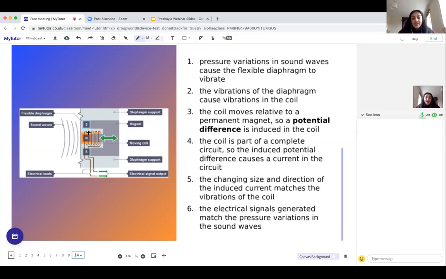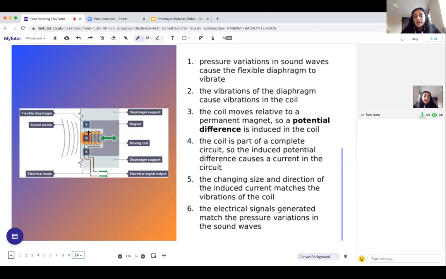Now the changing size and direction of the induced current matches the vibrations of the coil, which matches the vibrations of the sound waves. Yeah, so the changing size and direction of the current matches the vibrations of the sound waves. Now those electrical signals that are generated in the circuit match the original pressure variations of the sound waves and can be amplified back out as sound waves again.